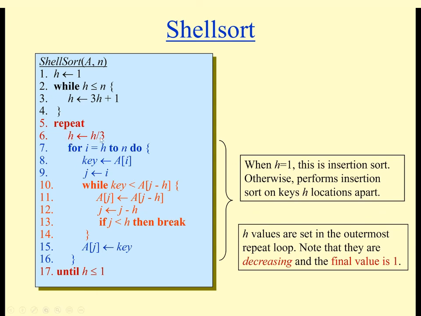For example, h equal to 4 divided one time by 3, you get 1, and then you reach 1, right? So that's the last step. You have performed the real insertion sort. So when h is equal to 1, this is the insertion sort. Otherwise, perform insertion sort on keys h locations apart. H values are set in the outermost repeat loop, and then they are decreasing, and the final one is 1.